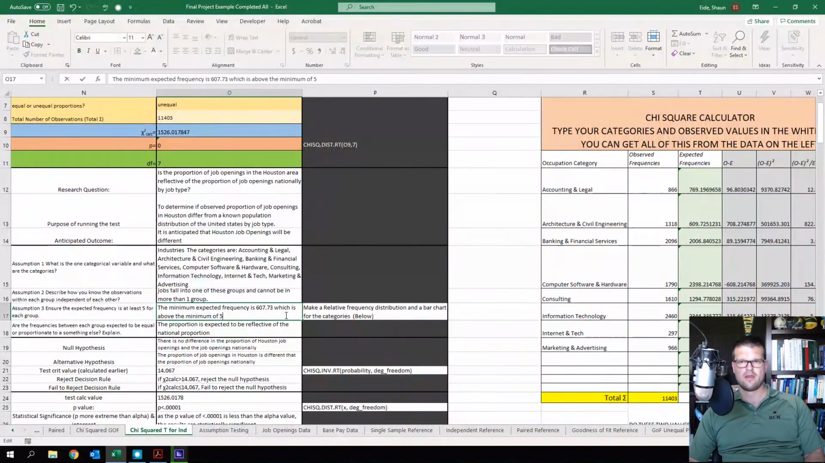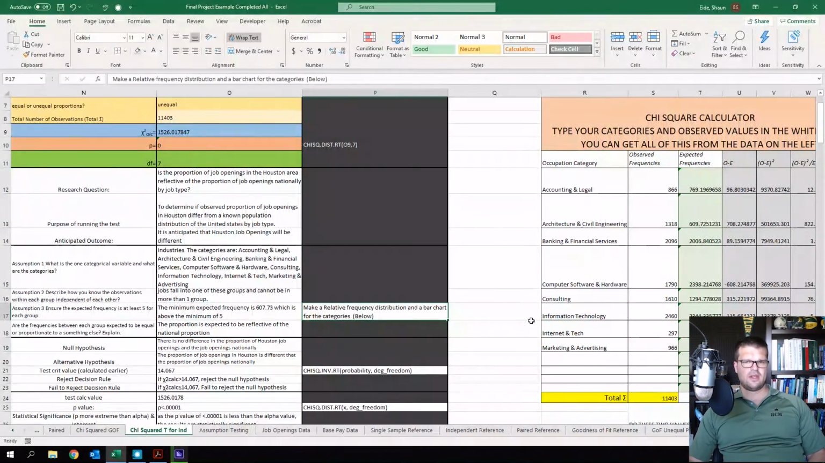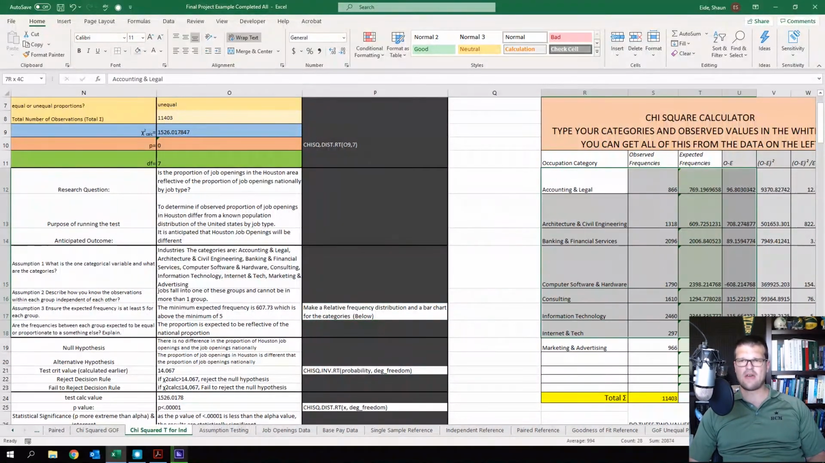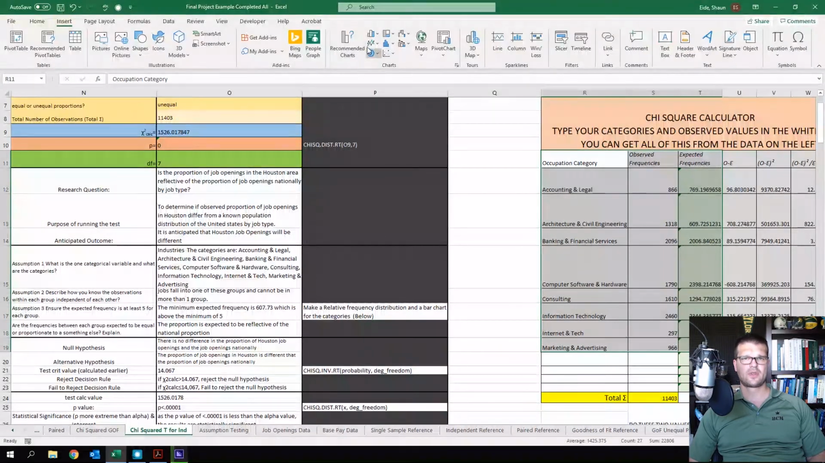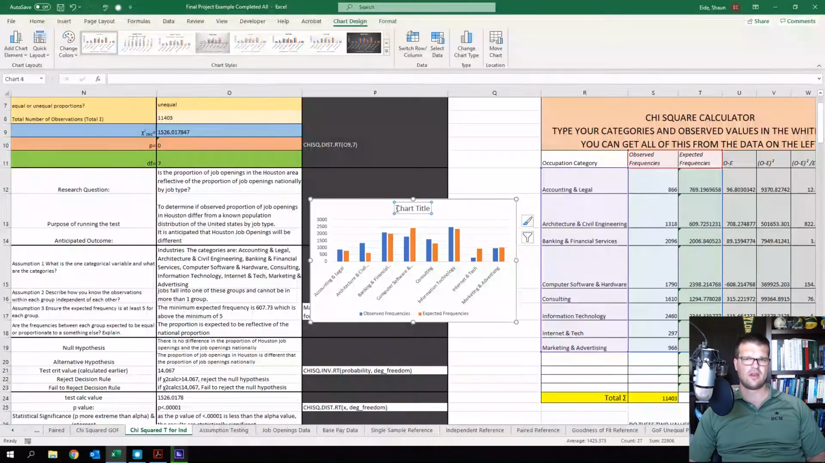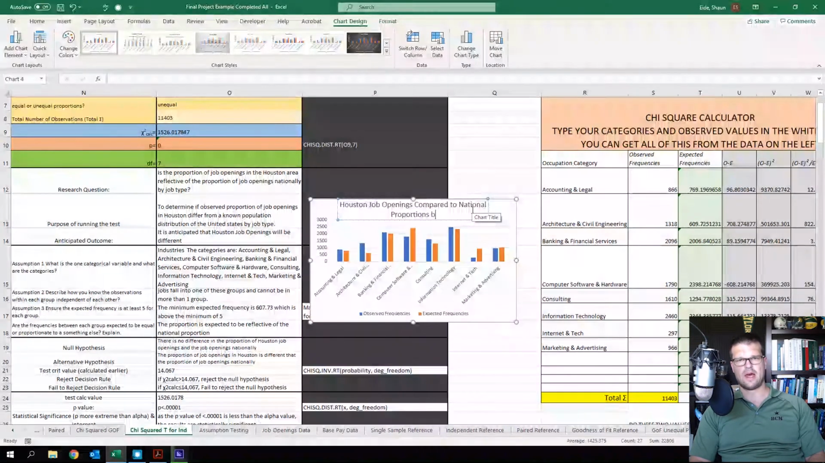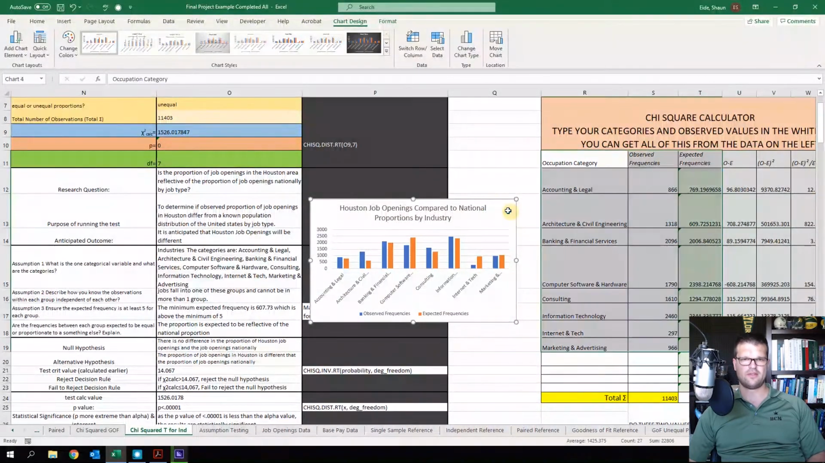of 5. Another thing that I want you to do right now: we already have a relative frequency distribution, so you don't have to make one, but I want you to come right here and say, okay, insert bar chart. And we're going to have a bar chart right here. So we've got Houston job openings compared to national proportions by industry. And so we've got this wonderful chart.